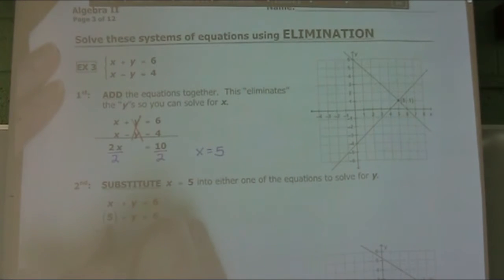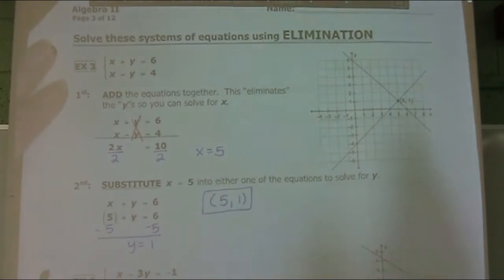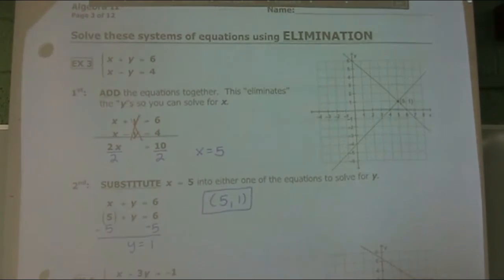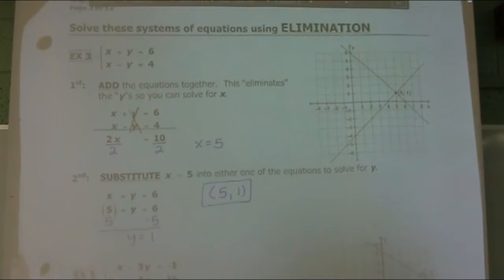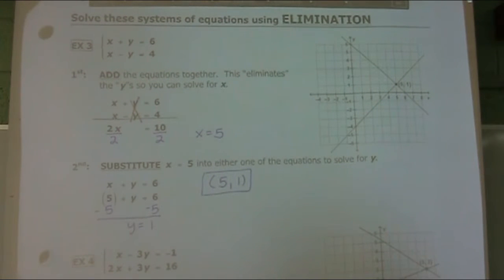So subtract 5 from both sides, and I get y equals 1. So my solution is (5, 1). And in my graph here at the right of these two equations, you can see that the point of intersection is in fact (5, 1). All right, so that's a very simple example of using the elimination or addition method.